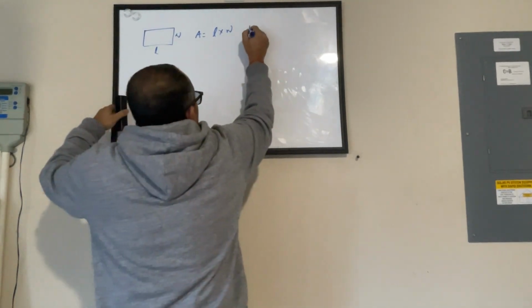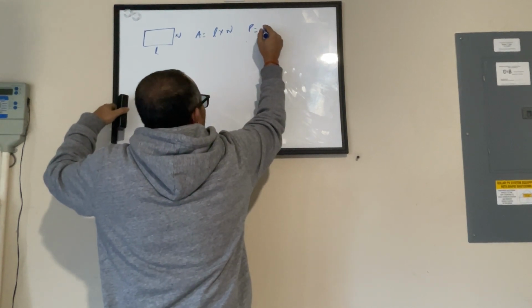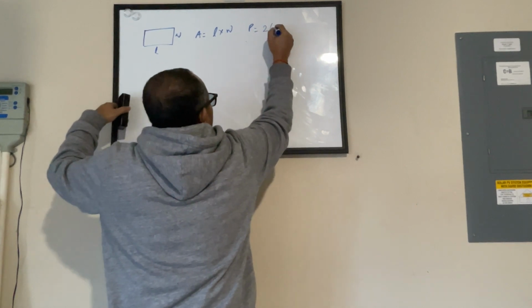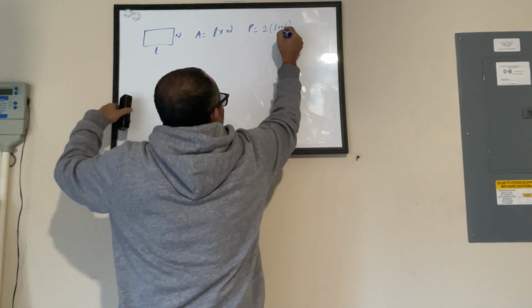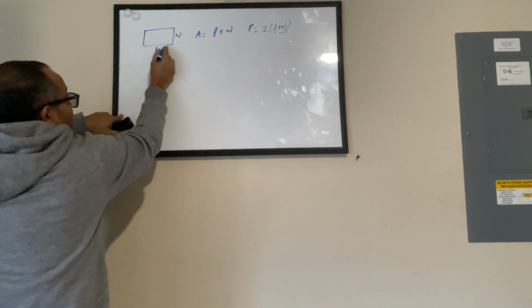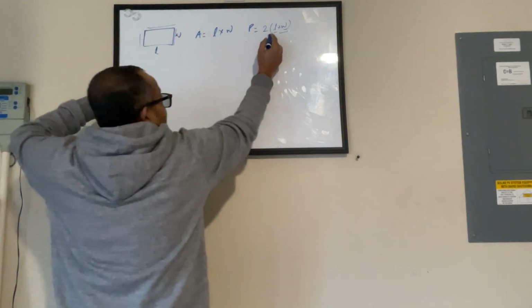Perimeter is, do you remember? Base times height times 2. It is 2 times length plus width. Sorry, this is once, this is 2 times, this is 1 time, this is 2 times. So 2 times the length and 2 times the width.